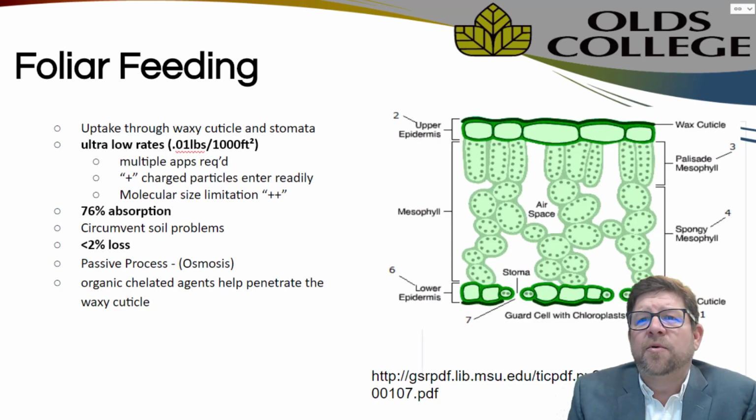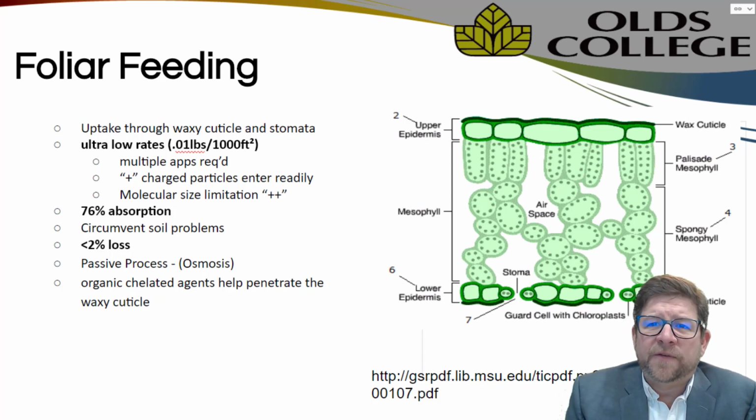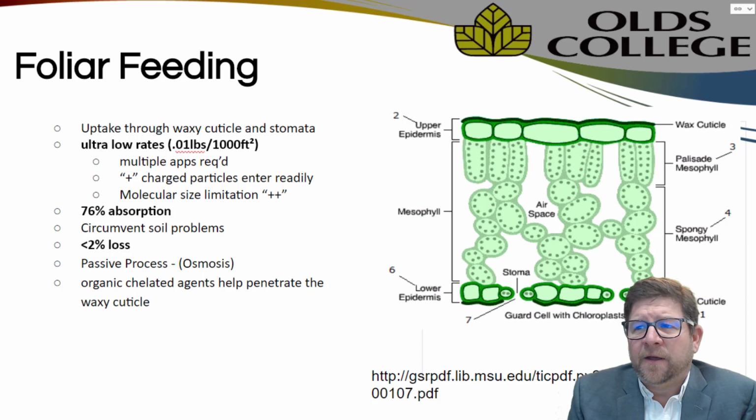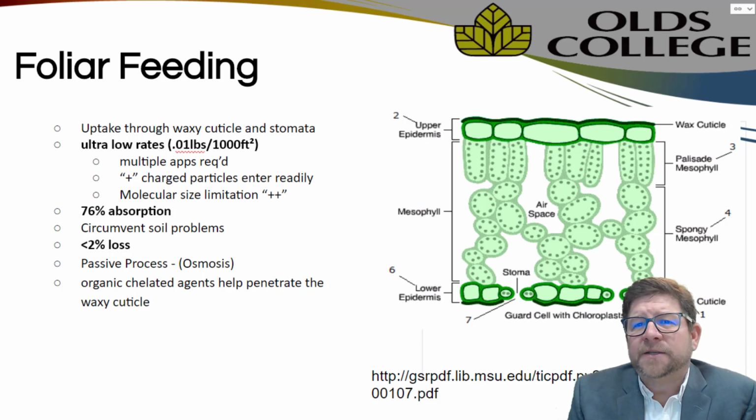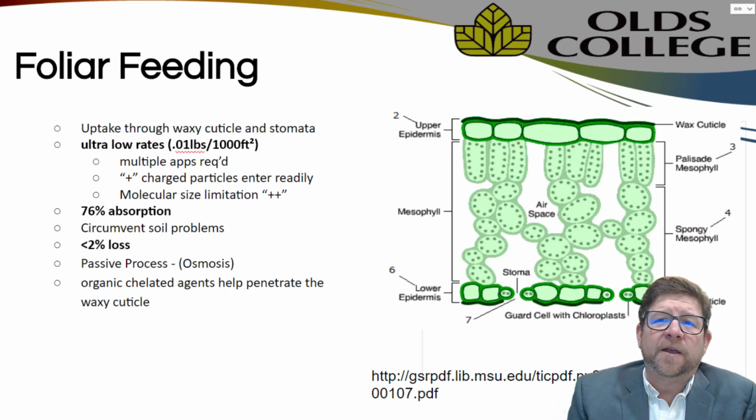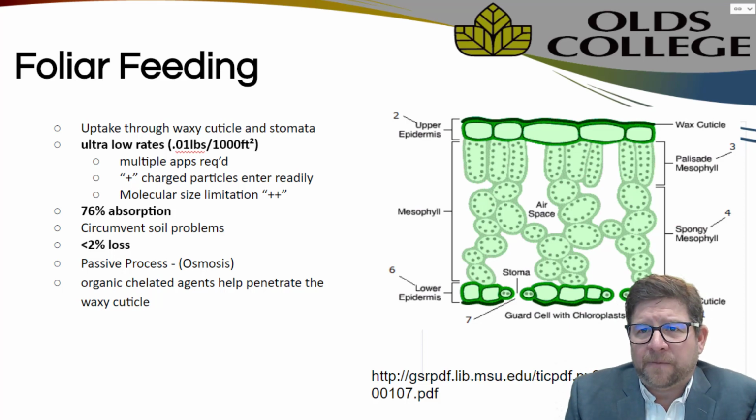Now, the next most important thing, and this will lead into our discussion in a moment: foliar feeding has gained popularity over the last few years because of its efficiency. It has a 76% absorption rate. So when we talk about losses of nitrogen being the biggest thorn in our side, foliar feeding can really circumvent all that.